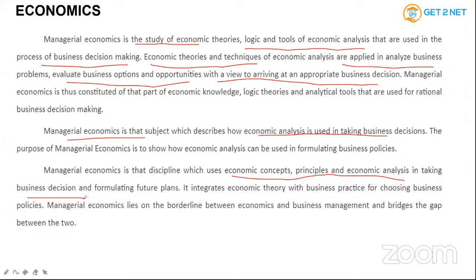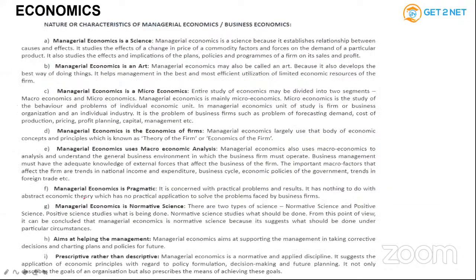Okay. Now see, these are the nature or characteristics of business economics. Can you see, all of you? Yes, ma'am. Okay. I'll discuss individually, then I think you will be able to understand.